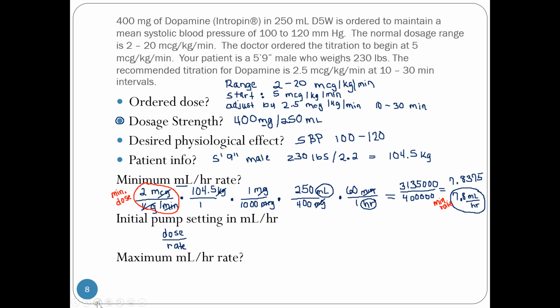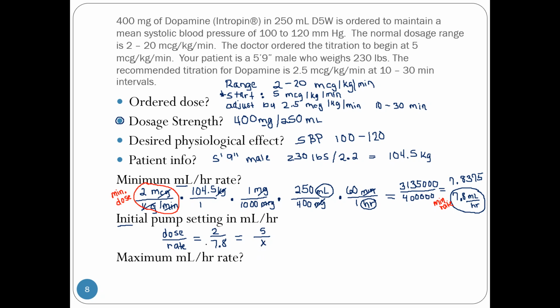So I always am going to set up my proportion based on that minimum. So my minimum dose is 2. My minimum rate is 7.8. I put an equal sign, I put my next fraction bar. They're asking me here for the initial pump setting. The initial would be the start. So we recorded up here that we're to start at 5. I'm looking at the label with the 5 and I see that it's micrograms per kilogram per minute, which match the label on the dose. So the 5 goes on the top and the X goes on the bottom.